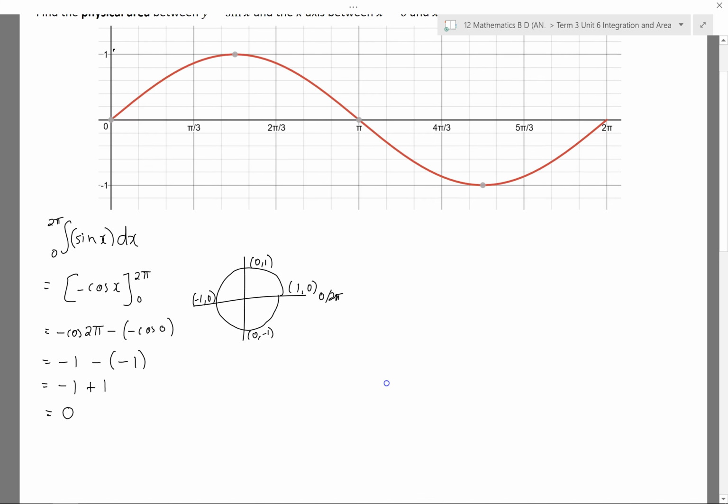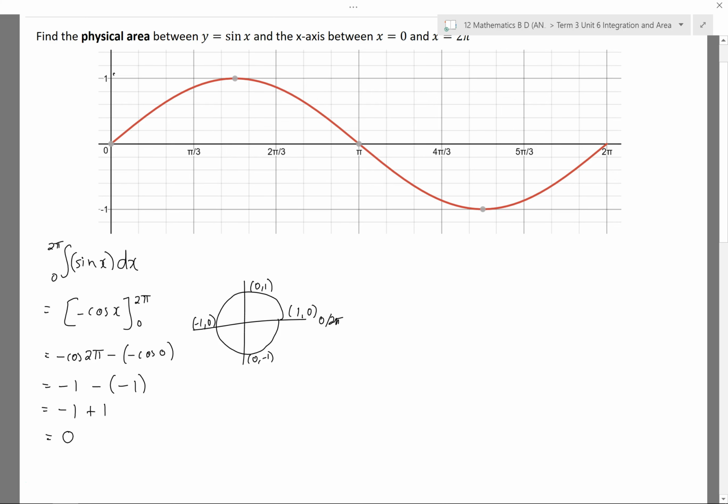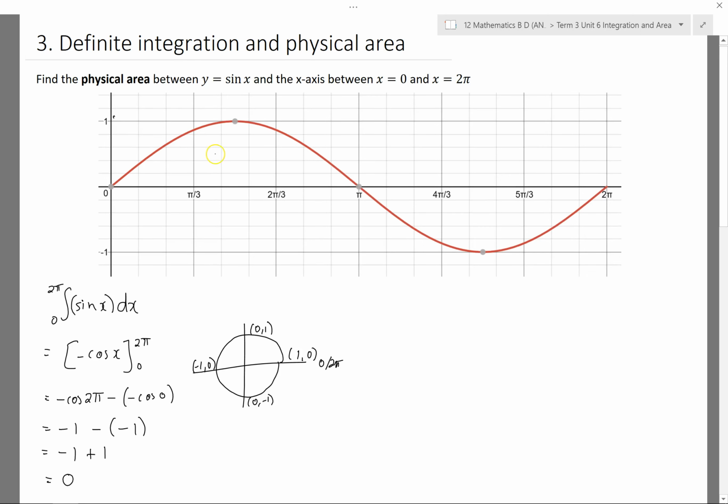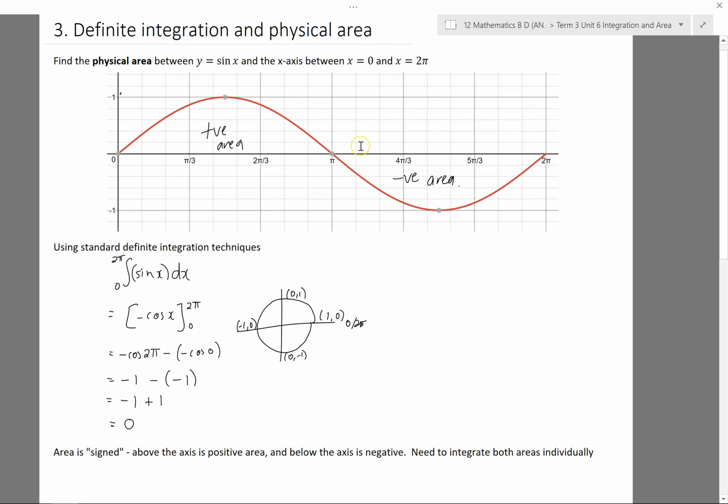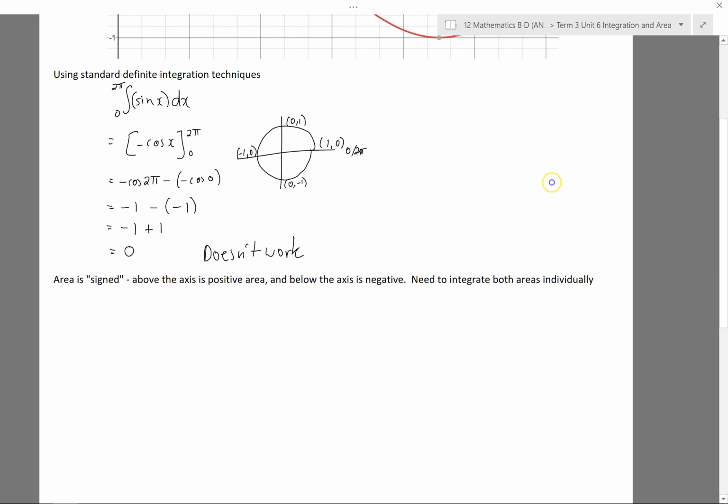Well, what's actually happening is when you do this definite integral, it's sort of like trapezoidal rule and the rectangle method. It considers this as a positive area and this as a negative area. So what that means for us practically is that if I want to find physical area, I'm going to need to integrate between 0 and pi, and then between pi and 2 pi. So this process didn't work, and I'll need to consider the two sections separately.